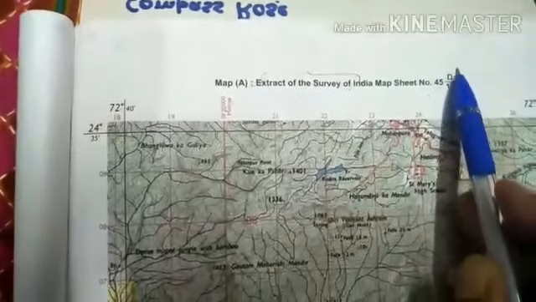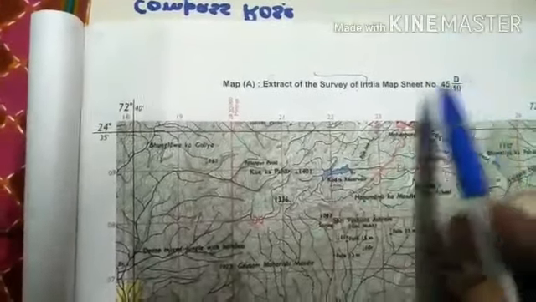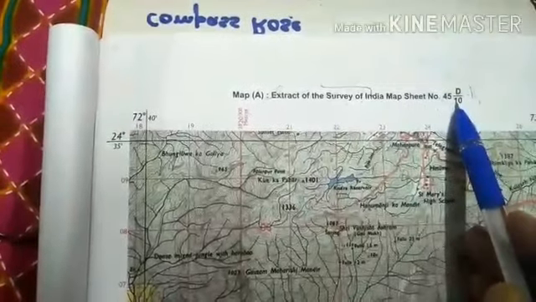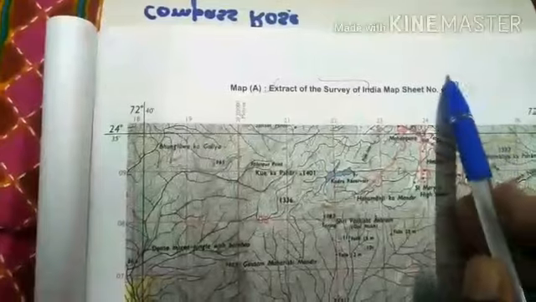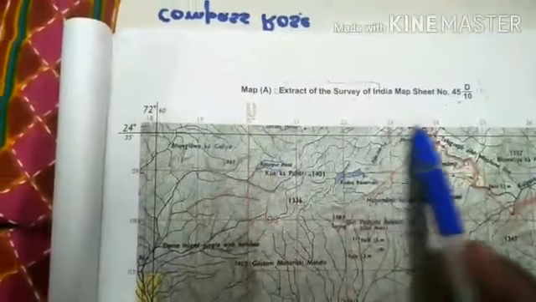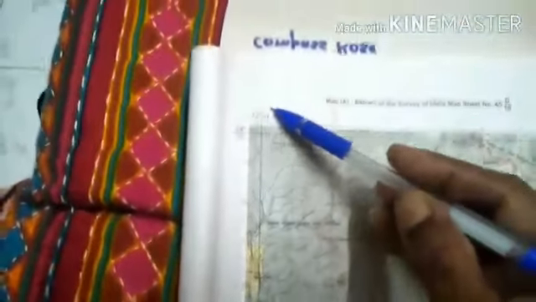This is where you have to see when the question paper is given, you have to match that number and this question, the question number and the map number, and also the eastings given in the map and the northings.